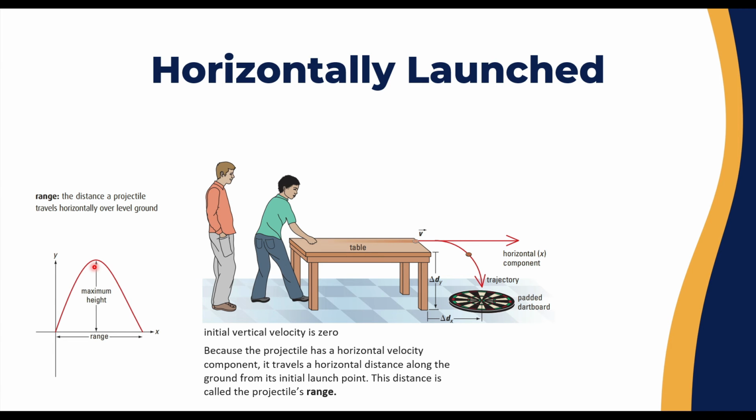It needs way more force than that. So it will go in a trajectory and come back to you at a certain range, or how far it goes from the moment you shoot it to the moment it lands on the ground. To focus again, the initial vertical velocity is 0 while you're doing the horizontal motion over here, and it will start to have a certain value as it follows the path, or trajectory, to hit the floor. Because a projectile has a horizontal velocity component, it travels a horizontal distance along the ground from its initial launch point. Again, the distance is called the projectile range.